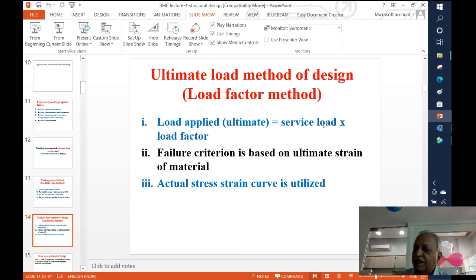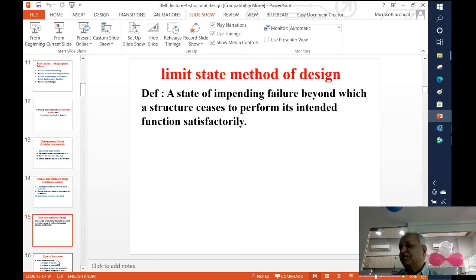So I will say that my ultimate load theory is based on somewhat rational basis. So I will say that okay, the load is increased by a factor, and at that load I am ensuring that the strain is equal to the failure strain. So I will say that okay, with that margin the structure is going to fail, and otherwise I can guarantee that the failure is going to be avoided so long as the load is lesser than that.